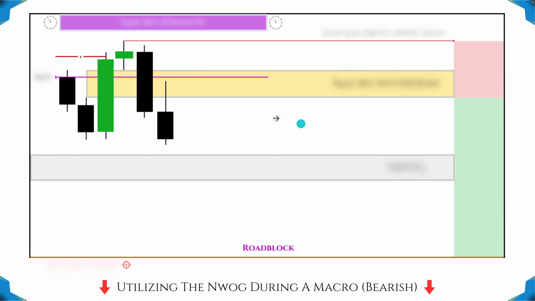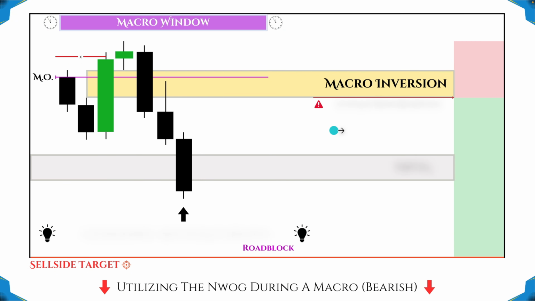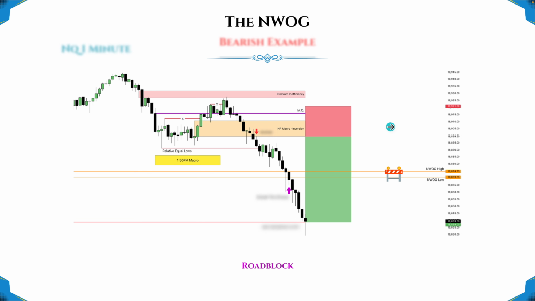Let's continue forward. We see a bearish example for the new week opening gap as a roadblock, with the same visualization as the previous examples. Let's go to a chart example of this. The new week opening gap, same orange lines, a different example on Nasdaq's 1-minute chart. New week opening gap high, new week opening gap low, and the 1:50 p.m. macro. See how these are various macros.